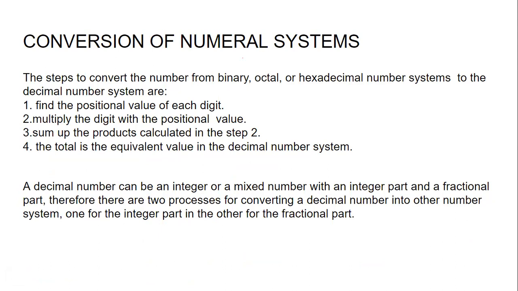So I think none of you understood what is there here. I am going to explain it in some time. A decimal number can be an integer or a mixed number with an integer part and a fractional part. Therefore, there are two processes for converting a decimal number into another number system. One for the integer part and the other for the fractional one. So here I'm just going to take the integer part because the fractional part is somewhat confusing.